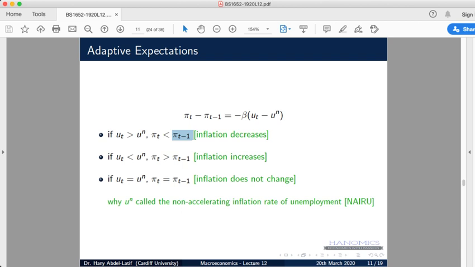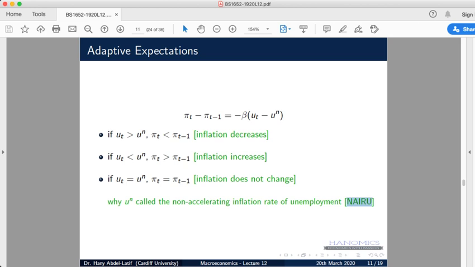If the unemployment rate in time t was less than the natural rate of unemployment, that means we have a kind of an inflationary gap, so the actual inflation rate will be higher than the inflation rate in time t minus one, and that means we have inflation increasing. If the actual unemployment rate equals the natural rate of unemployment, that means the actual inflation rate will equal the inflation rate in time t minus one, meaning that inflation will not change. That's why this natural rate of unemployment is called the non-accelerating inflation rate of unemployment, or NAIRU for short. That is because of this relationship.